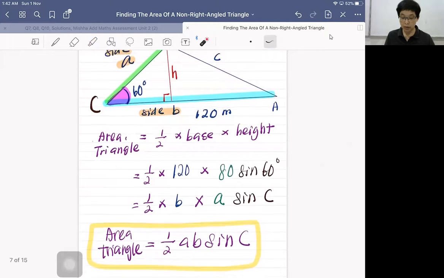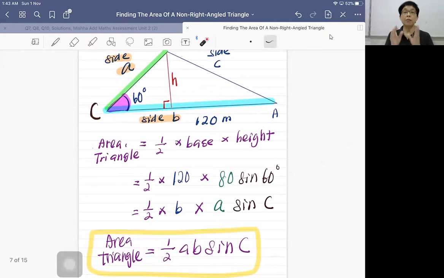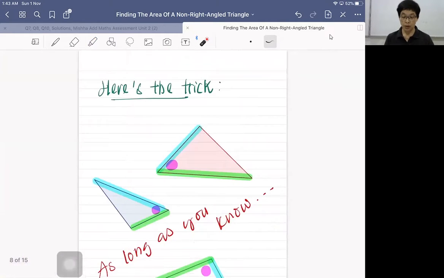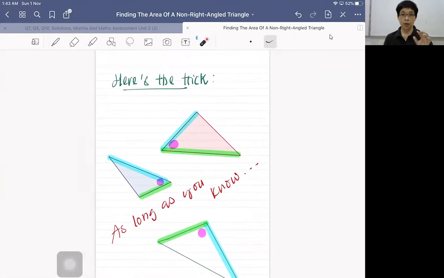All right. So now you have managed to arrive at a formula to find the area of a triangle even when you do not know the height, when you are confronted with a triangle which is not right-angled. Okay, now here's the trick.